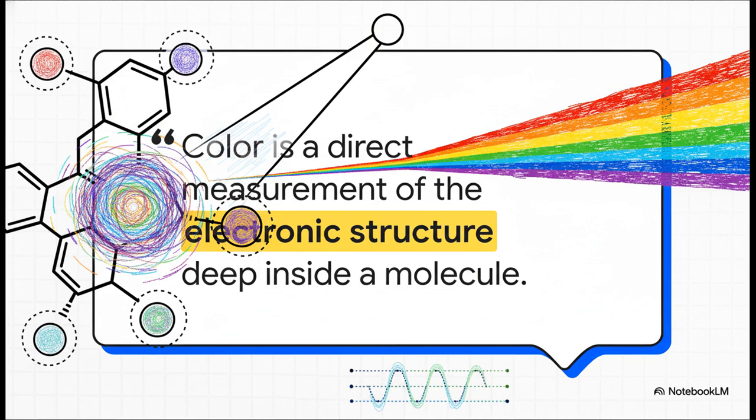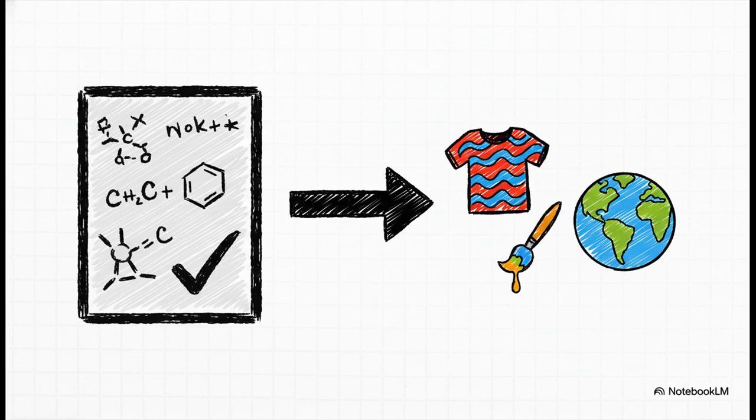So the really crucial point here is that color isn't just some surface-level property. It's actually a direct measurement of the electronic structure deep inside a molecule. The color we see is literally a window into its quantum world. And, while this whole investigation might have come from an exam question, the principle behind it is absolutely 100% fundamental to the world all around us.